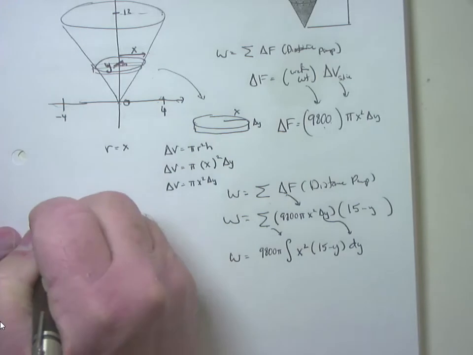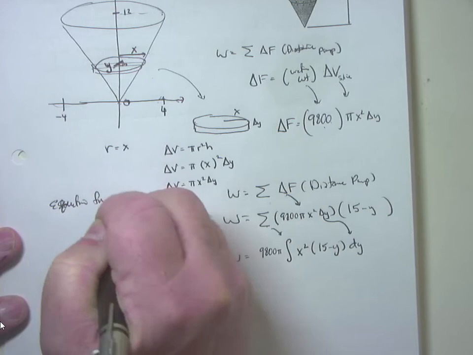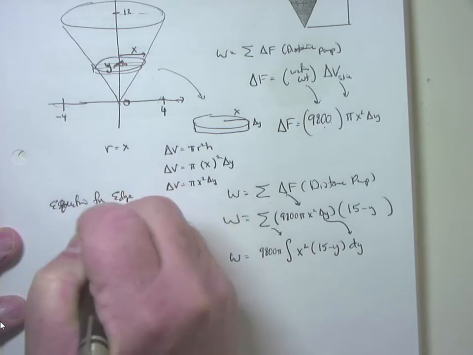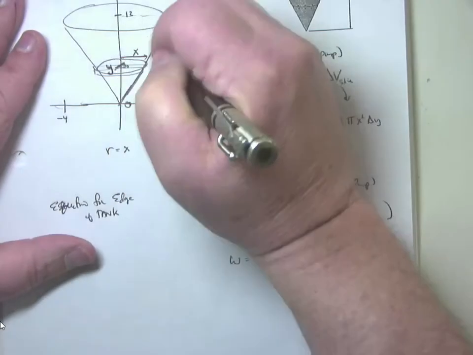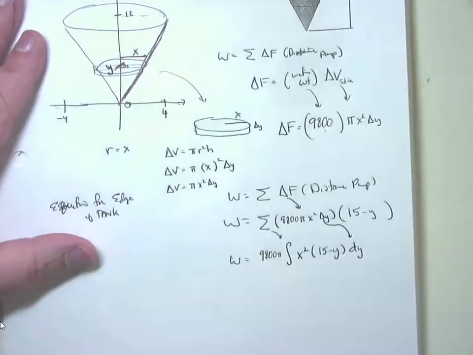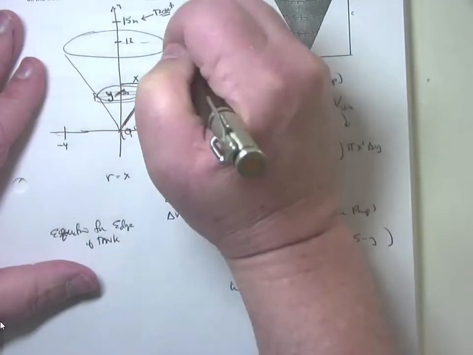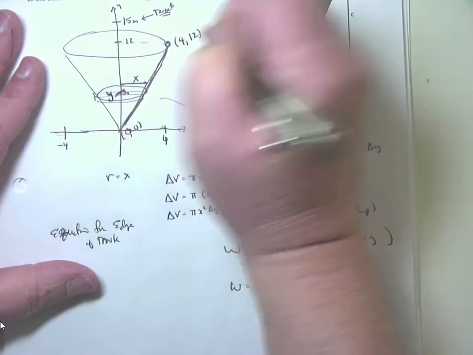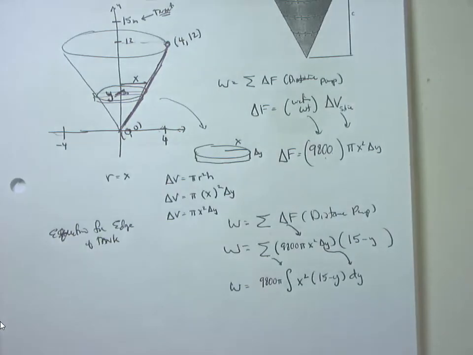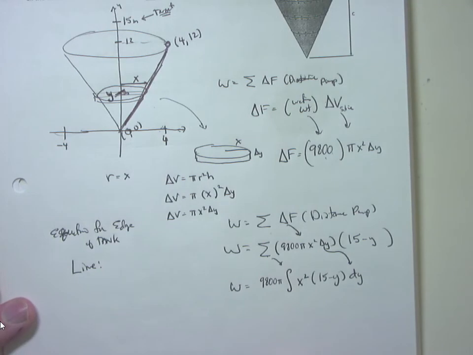You've got to figure out the equation for the edge of the tank. Now, look at it from a two-dimensional perspective. The edge of the tank is right here. It's a line that goes through the origin, 0, 0, and this point over here on the top of the tank, where the radius was 4 and the height was 12. So you're going through the points 0, 0, and 4, 12. It is a line, so you've got to come up with the equation of that line.